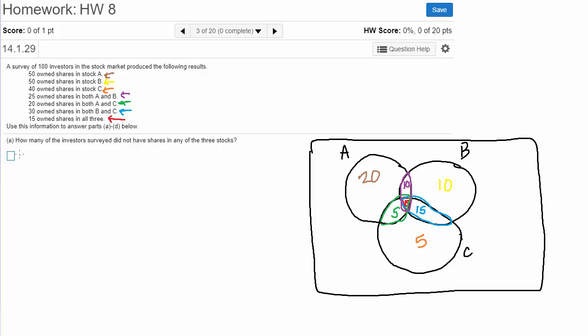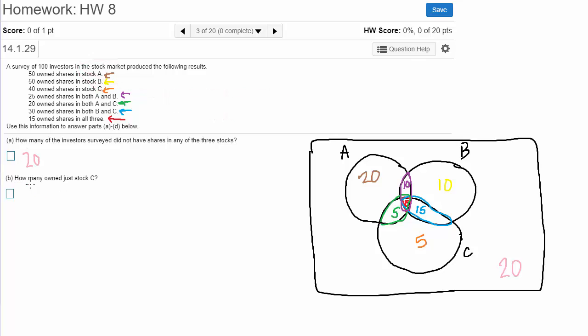So now we can go answer these questions. How many of the investors surveyed did not have shares in any of the three stocks? Let's add up all these numbers inside of here and see what we get. 20 plus 10 is 30, plus 15 is 45, 50, 55, and 15 is 70... so the total inside the circles gives us 80 people that own some amount of A or B or C, which means that there are 20 people out here that don't own any of it. There's 20 people in this area outside of A, B, and C. So we're going to say that this number is 20.